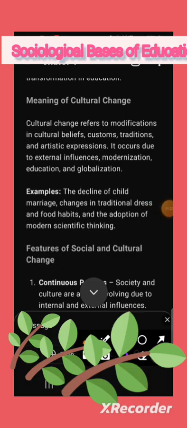Cultural change. Meaning of cultural change. Cultural change refers to modification in a society's traditions, beliefs, values, and practices. This occurs due to external influences, education, globalization, or shifts in social attitudes. Examples of cultural change: the decline of dowry practices and child marriage, changes in clothing styles, food habits, and modes of communication due to Western influence, adoption of digital platforms for education and business, increased acceptance of intercaste and interreligious marriages.